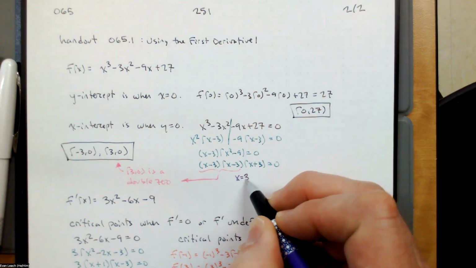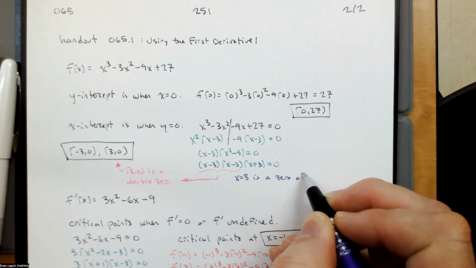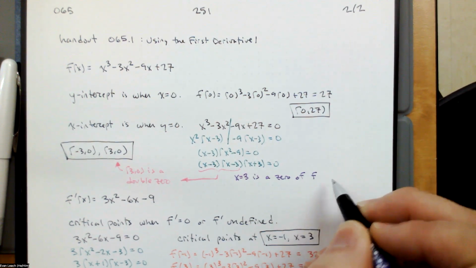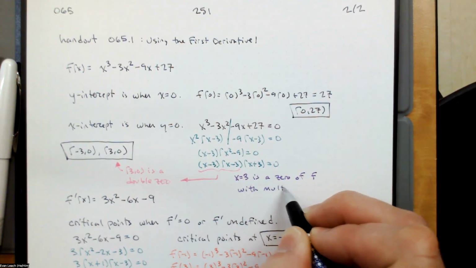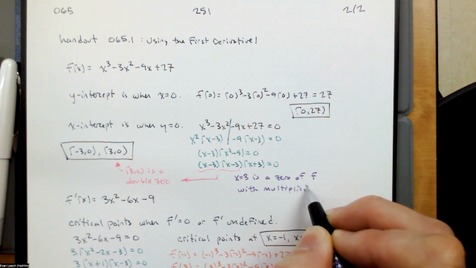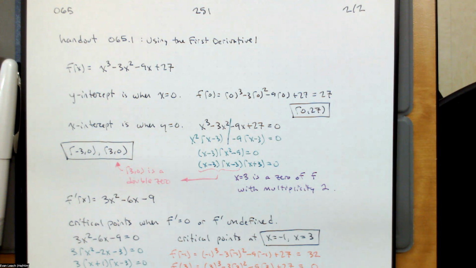x equals 3 is a 0 of the polynomial f with multiplicity 2. The factor that leads to 3 is a squared factor. So we say that the 0 has multiplicity 2.